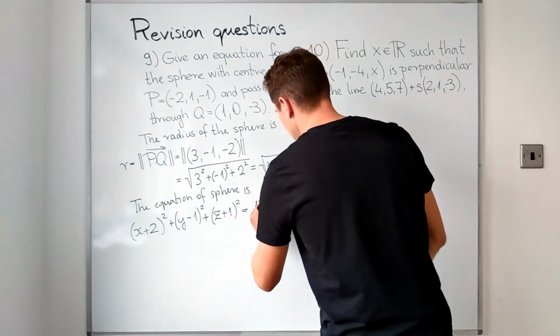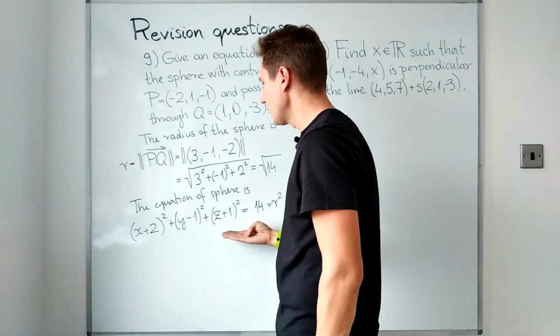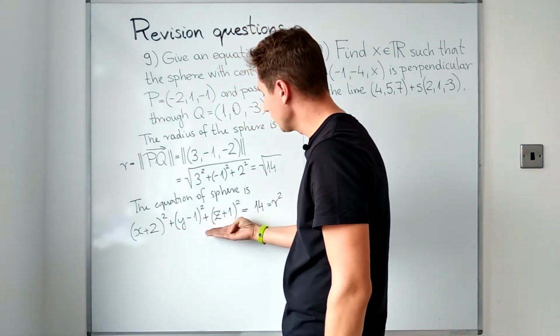So let me just write that this is the radius squared. So the equation of the sphere is x plus 2 squared plus y minus 1 squared plus z plus 1 squared equals 14.